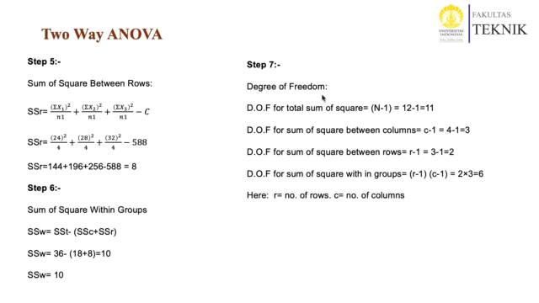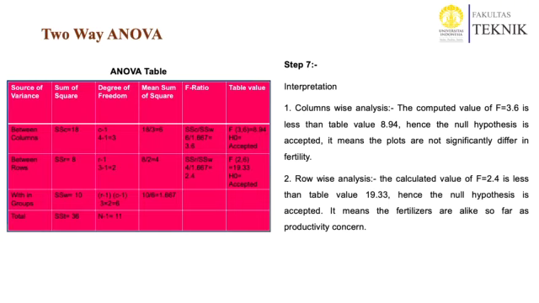And then we have to calculate the degrees of freedom. For total sum of squares, the degree of freedom equals 11. Then we have 4 degrees of freedom. For the sum of squares between columns, between rows, and within groups, we have 11, 3, 2, and 6. So in the next step, we have to put it in the table. And the last step, step 9, we have to interpret these values.